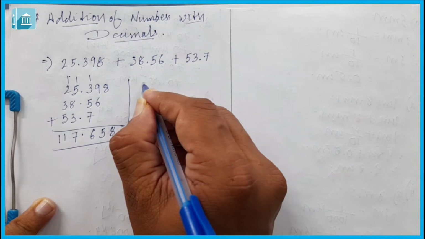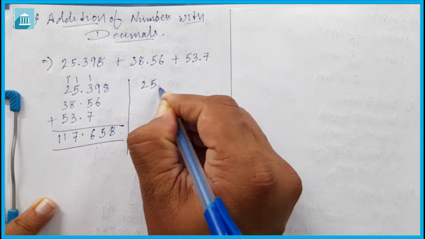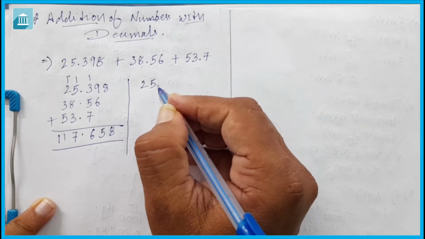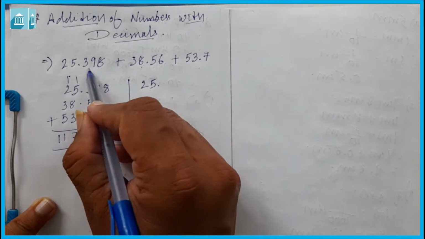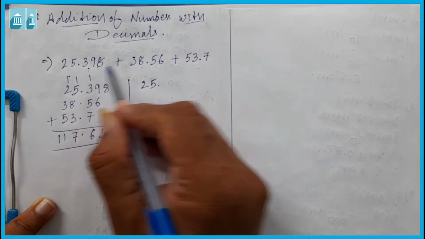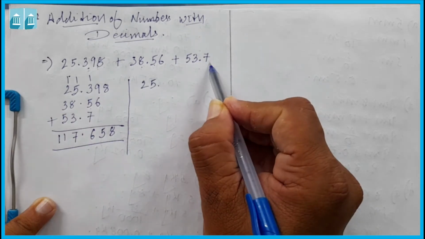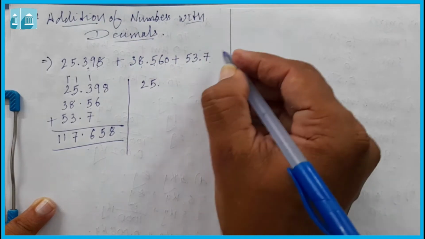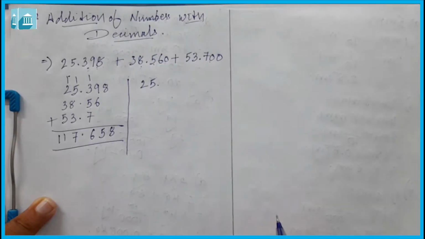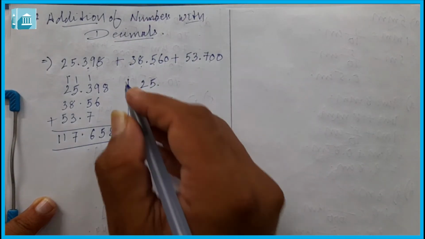Another method is to convert it into like decimals. When we convert it into like decimals, it means the numbers have the same number of digits after the decimal point. So we have to find out that here 3 digits are there, here 2 digits are there, and here 1 digit is there. So we can put one 0 here, two 0s here. Now they are like decimals.